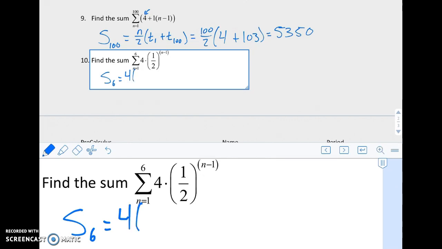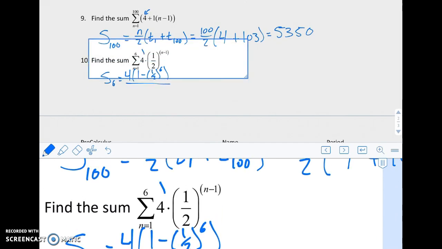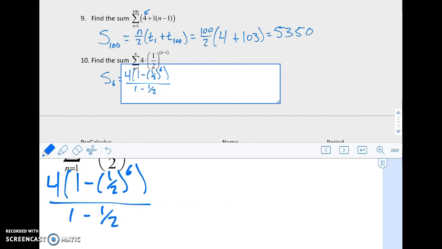4 times 1 minus our ratio, which is 1/2, to the nth power, which is 6. And that 4 comes from the first term, which we know is right here again. That's our first term. And then we do 1 minus the ratio, 1/2, which if you put into a calculator, it comes out to be 7.875. When you're doing this, make sure you're careful about your parentheses. It helps remember your order of operations and take it slow, step by step.